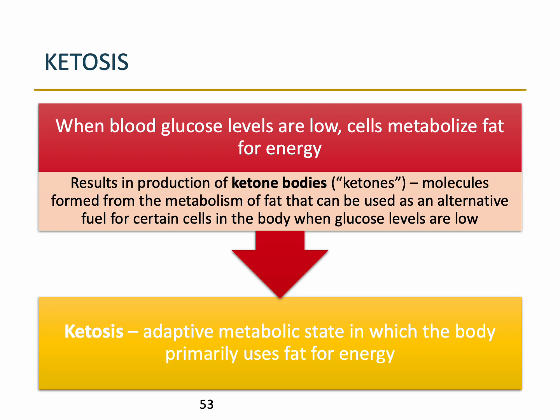So ketosis is when blood glucose levels are low and there's not much stored glycogen around. The cells can metabolize fat for energy. That results in the production of some ketone bodies, molecules formed from the metabolism of fat that can be used as an alternative fuel for certain cells in the body when glucose levels are low. So ketosis is really an adaptive metabolic state when we don't have many carbohydrates. And that is the goal of very low carbohydrate diets, or what's called ketogenic diets.